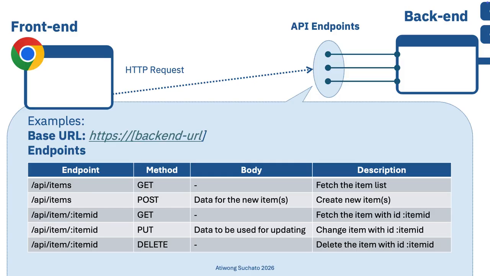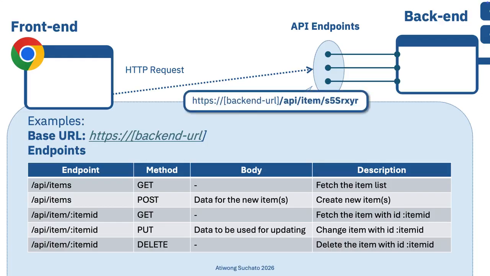If we want to work with one particular item, we might have something like /API/item/itemId. With GET, we fetch that particular item. With PUT, we update it. And with DELETE, we delete it. So an endpoint and an HTTP method work together to tell the backend what operation we want.